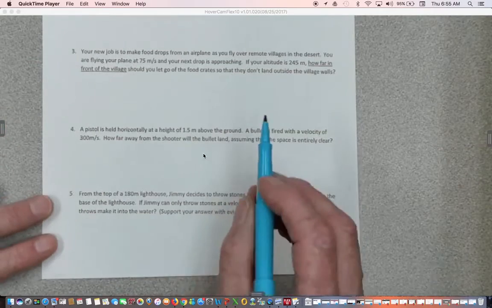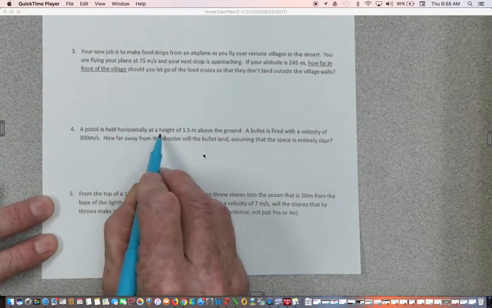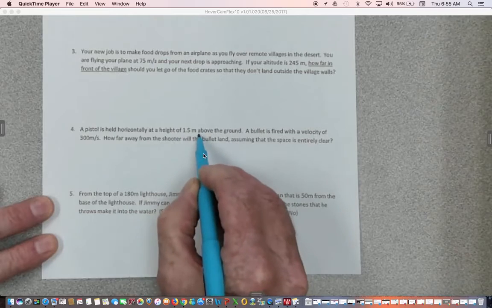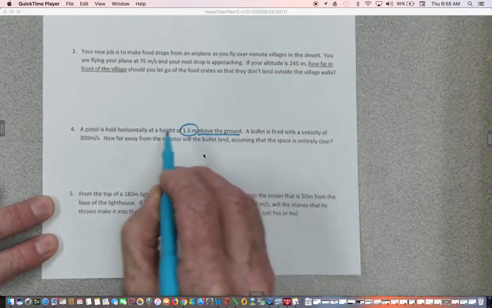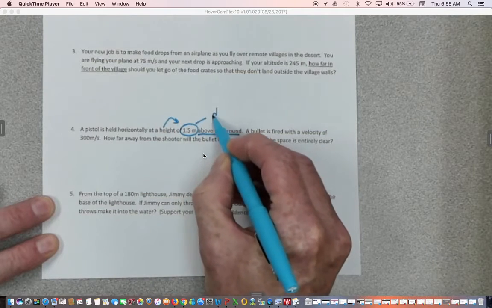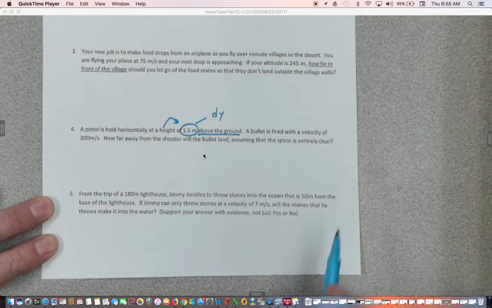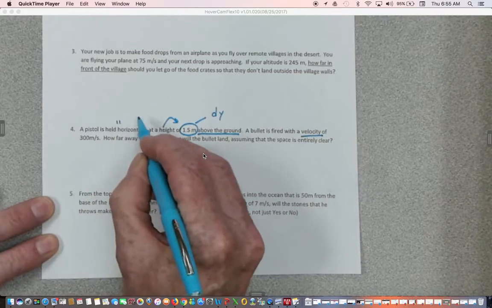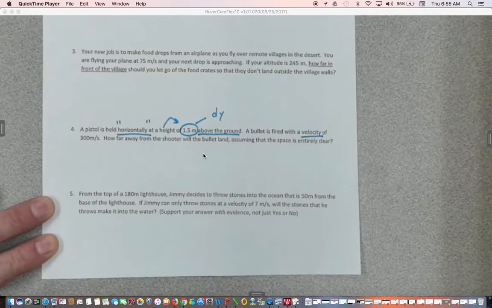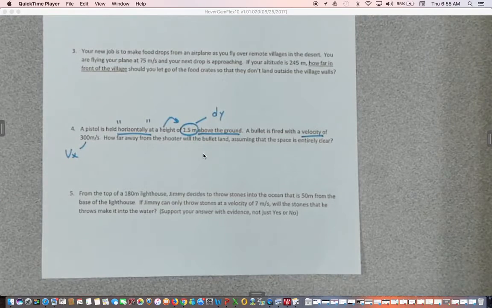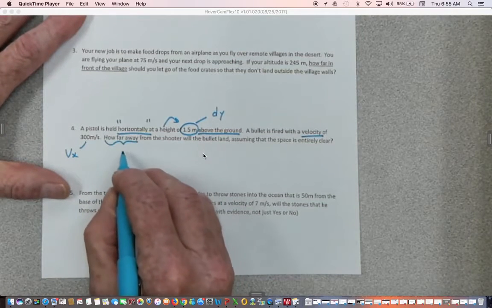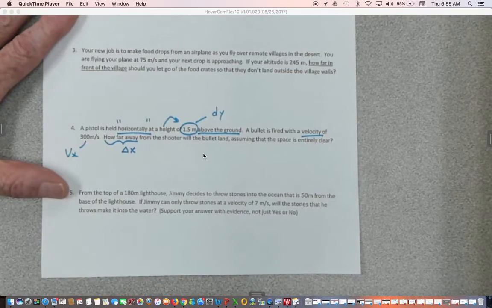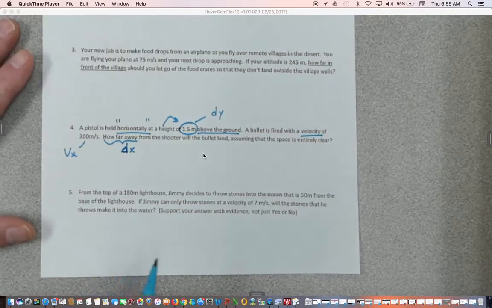Actually, I'd like to do problem 4. It says a pistol is held horizontally at a height above the ground. It says above the ground, and it says at a height, so this must be my dy. It's fired with a velocity. Well, since the pistol's held horizontally, this has to be my Vx. And I want to know how far away, my delta x. Oh, let me put dx, sorry, dx. Try not to get out of that habit.